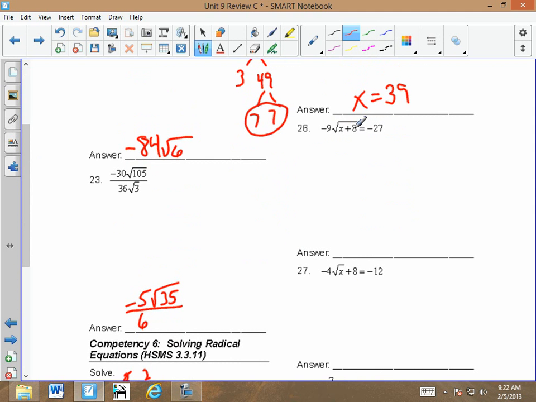I have 2. This is all inside except for the negative 9, so I divide both sides by negative 9. What is 27 divided by 9? 3. Negative over negative is a positive. So this is the square root of x plus 8 equals positive 3.